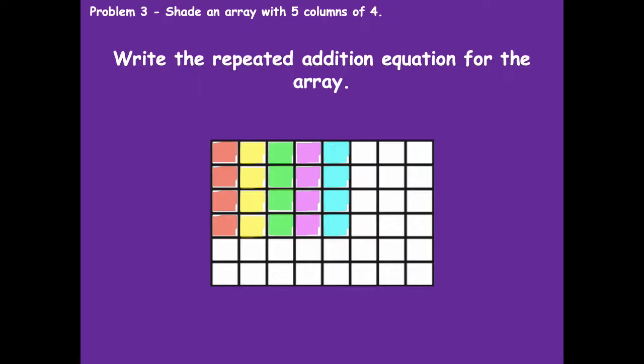All right, friends, pause if you need more time. Otherwise, here's my repeated addition equation. So I know that I have, for this one I'm talking about columns. So I know that I have 5 columns with 4 in each column. So that means I need 5 addends. So 4 plus 4 plus 4 plus 4 plus 4 equals 20.